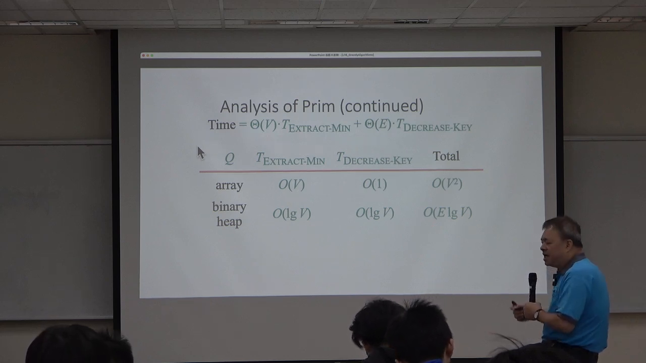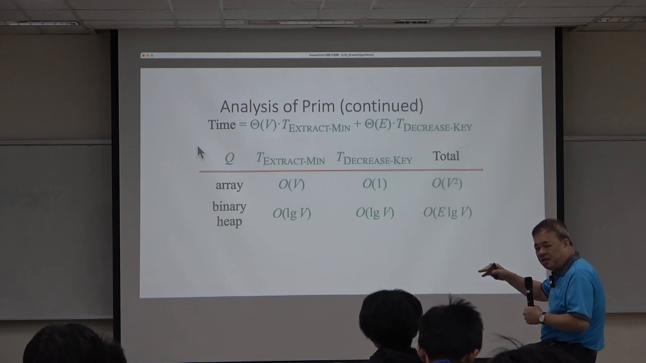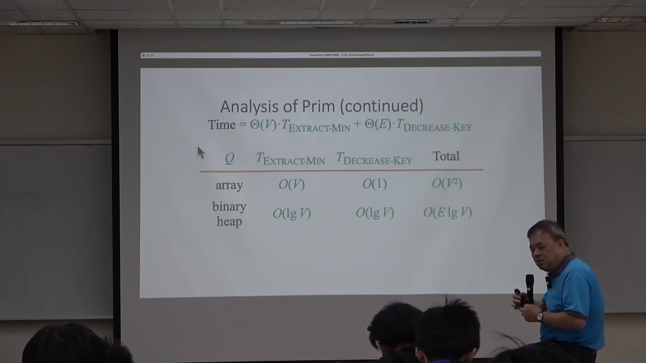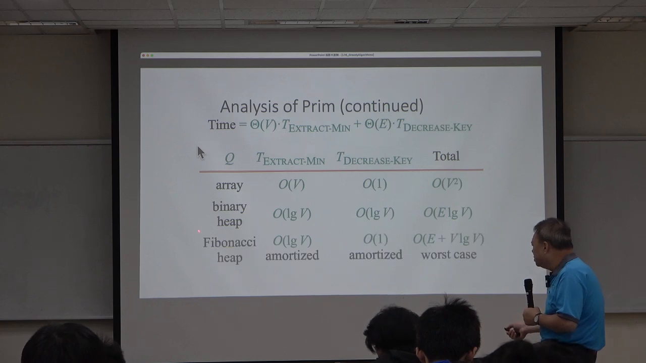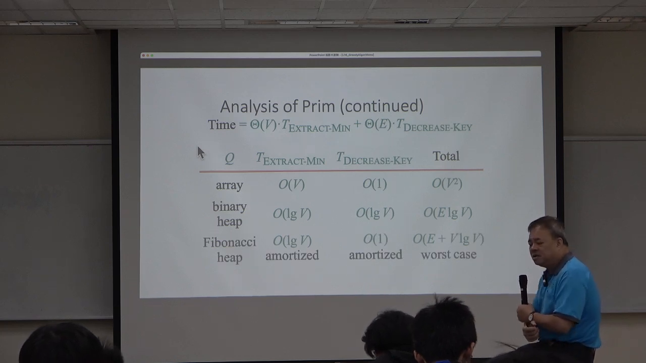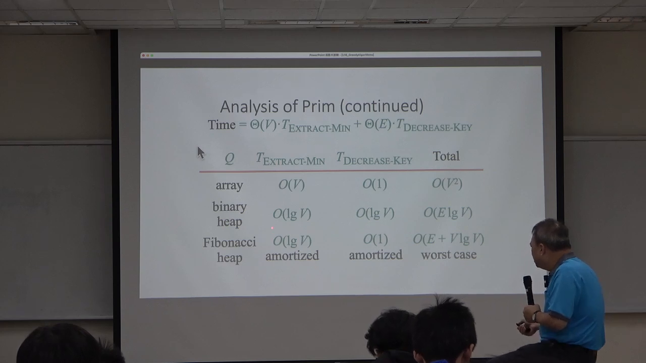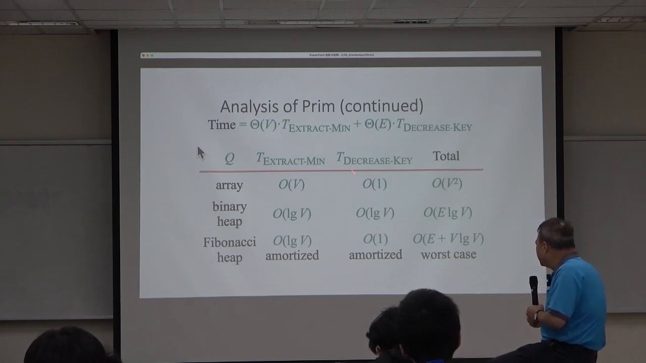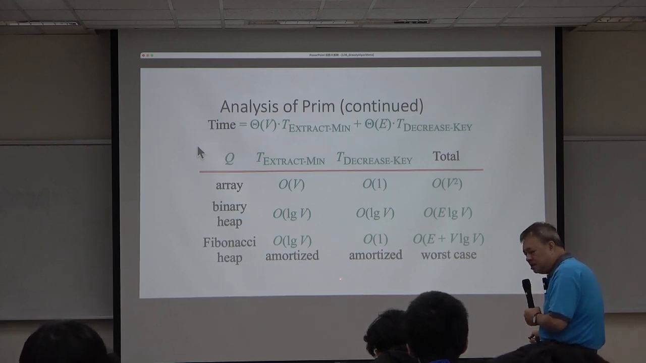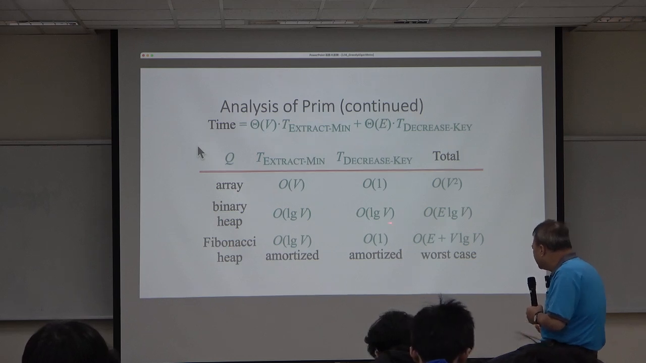Most textbooks end here, but a few go one step further to talk about Fibonacci heap. For Fibonacci heap, the amortized cost for extract min will be log V, and for decrease key the amortized cost will be constant. So if you use this one, it's going to be this one.